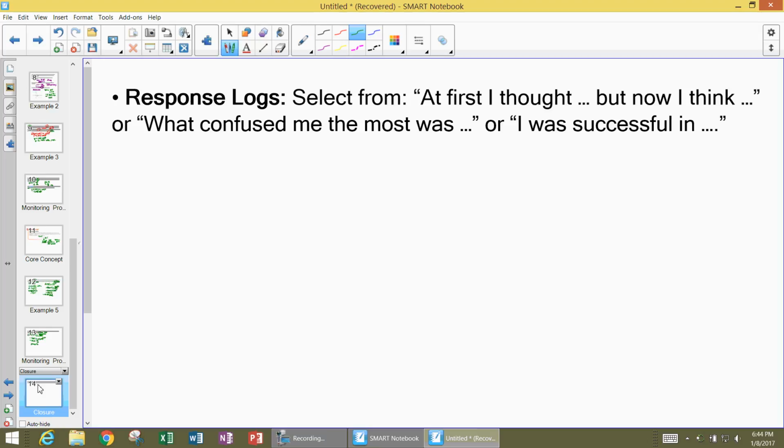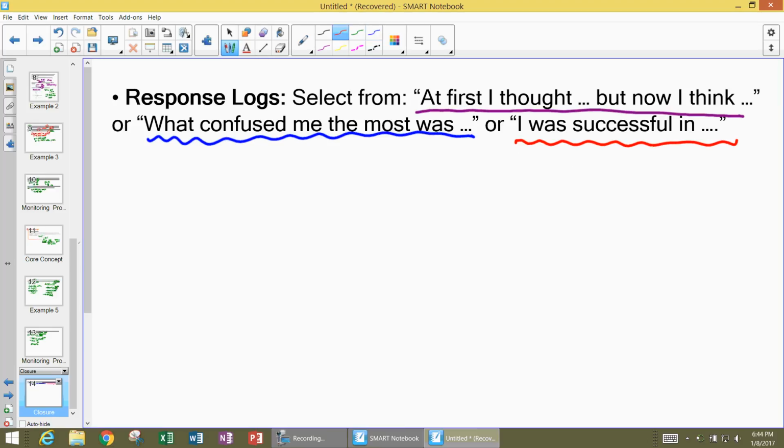and I will check them. It says, select from: at first I thought, but now I think; or what confused me the most was; or I was successful in. So choose one of these sentence starters. At first I thought, blah, blah, blah, but now I think. Or what confused me the most was. Or I thought I was successful in.